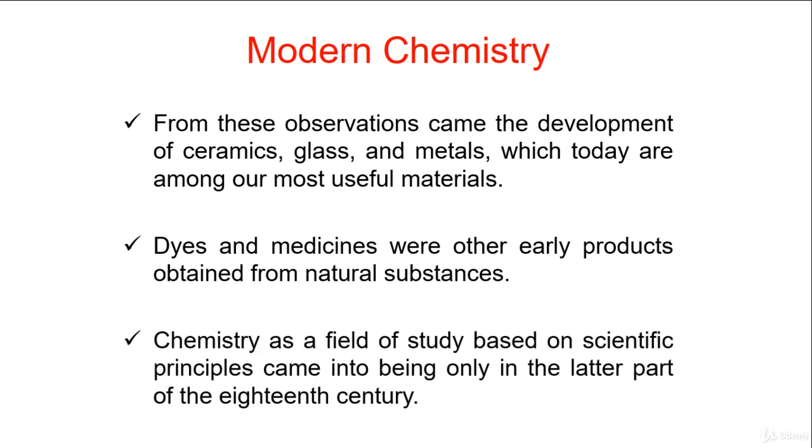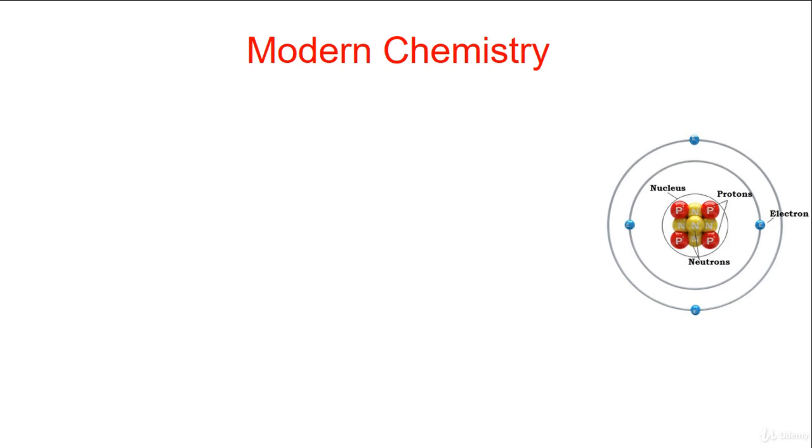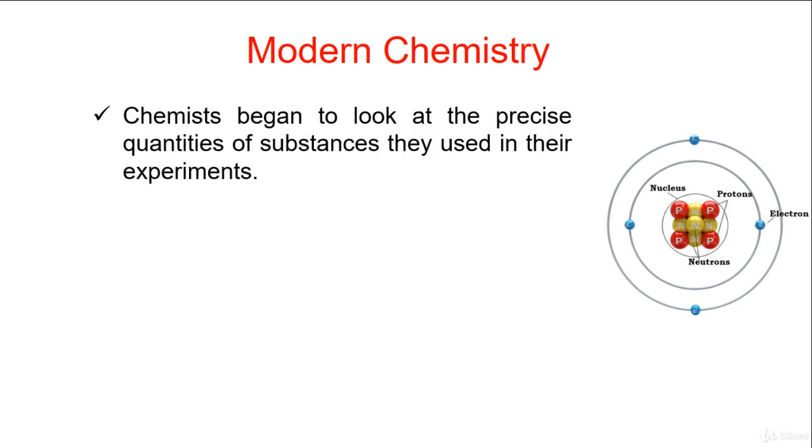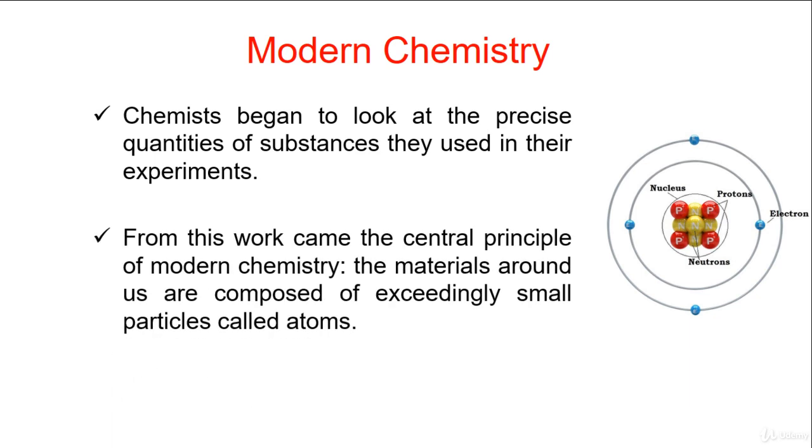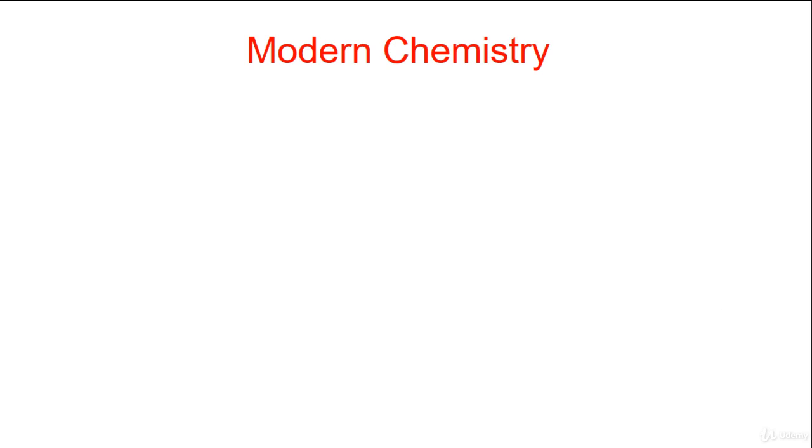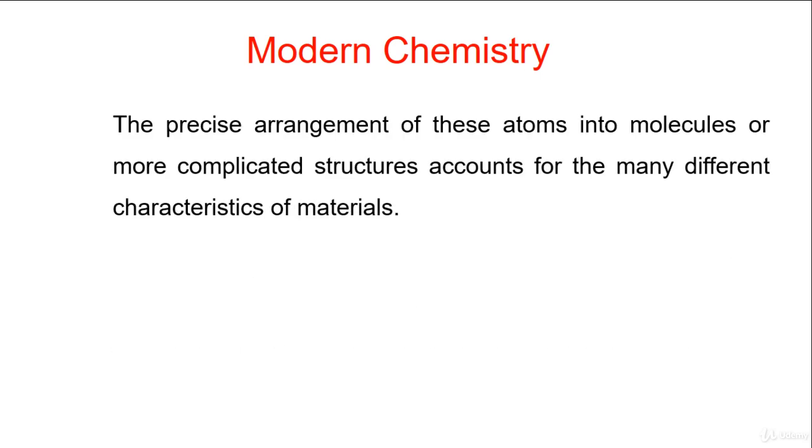Chemistry as a field of study based on scientific principles came into being only in the later part of the 18th century. Chemists began to look at the precise quantities of substances they used in their experiments. From this work came the central principle of modern chemistry: the materials around us are composed of exceedingly small particles called atoms. The precise arrangement of these atoms into molecules or more complicated structures accounts for the many different characteristics of materials.